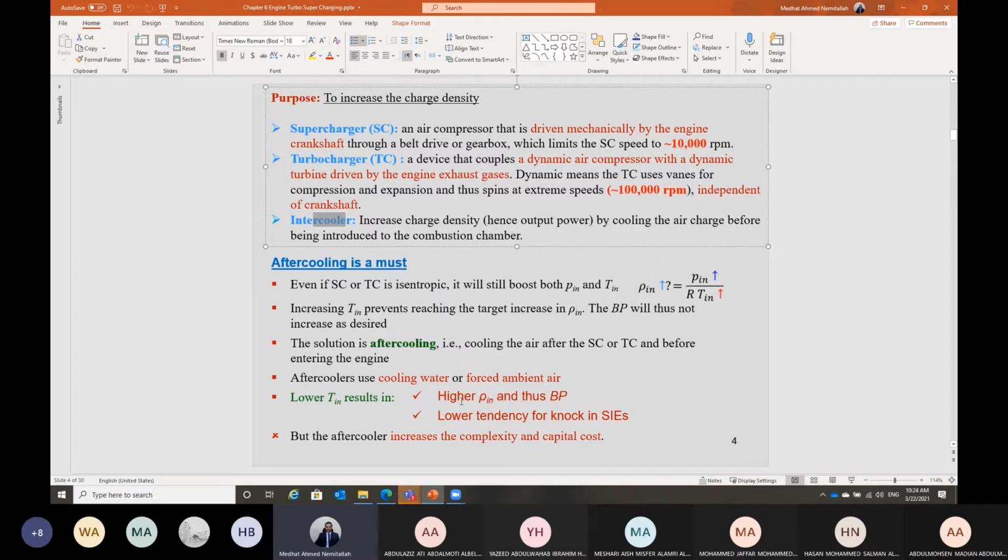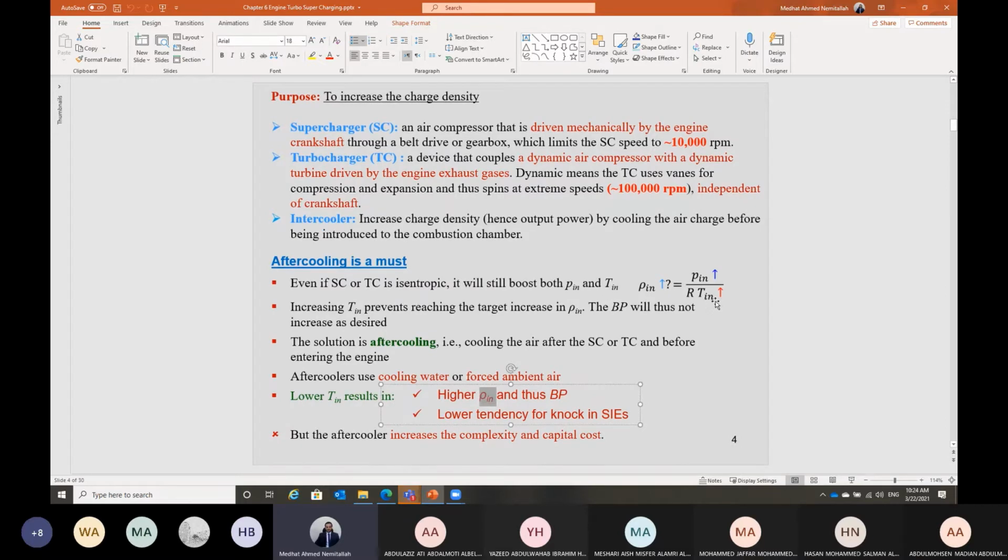This aftercooler, we said, is a must. In a turbocharged engine, we have to have an aftercooler, or what we call an intercooler. It will reduce the temperature of the air so that it can raise the density, and then we can improve the mass flow rate of air, and we can improve the brake power.